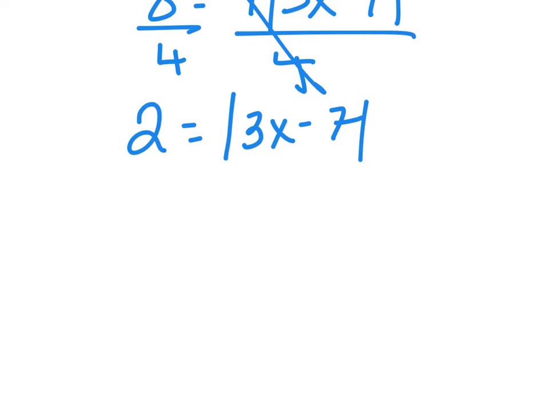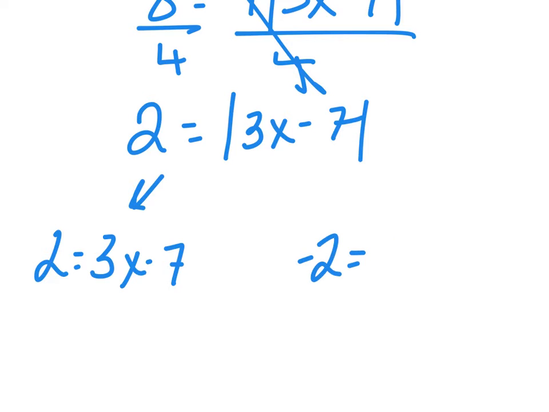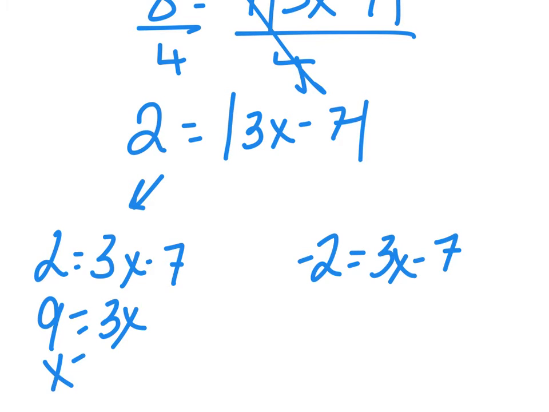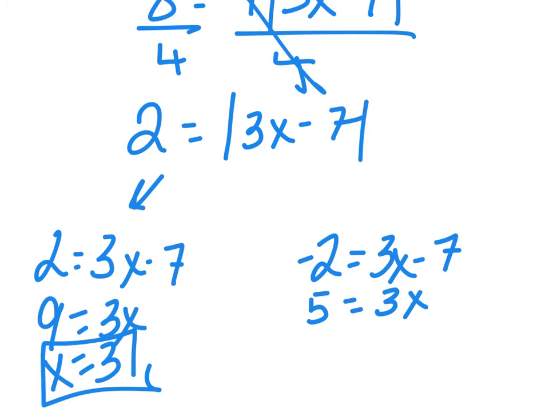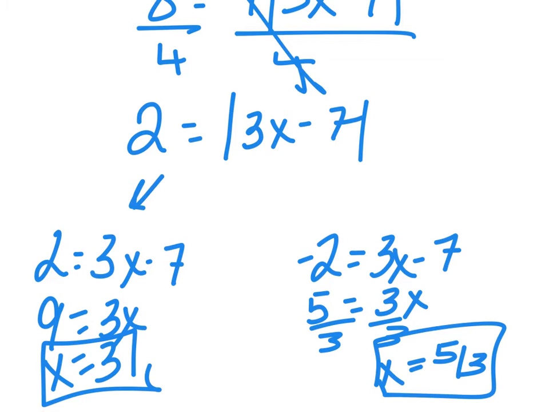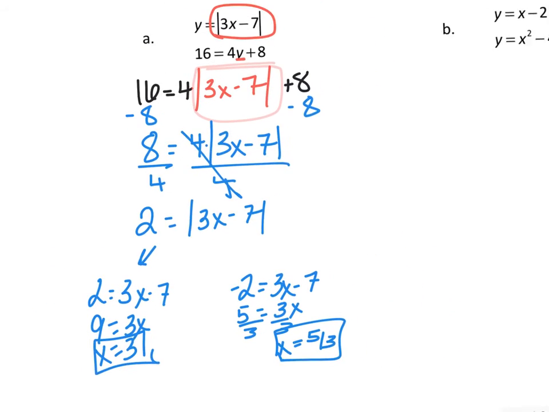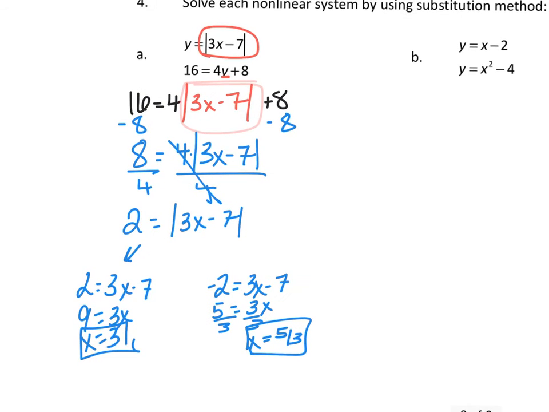One where 3x minus 7 equals a positive 2, and one where it equals a negative 2. So I'll add 7 over here. So 3x is going to equal 9, and x is going to equal 3. And I'll add 7 over here. That's going to be 5, and divide by 3. x is going to equal 5/3. Okay, so when you're solving with absolute values, just make sure that you're getting the absolute value by itself by solving around it and then making your two equations.